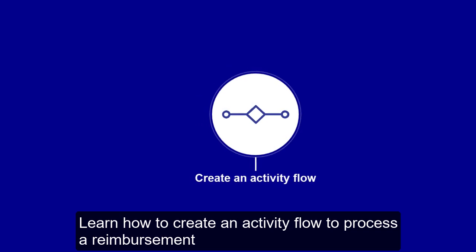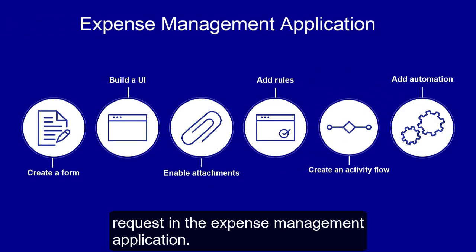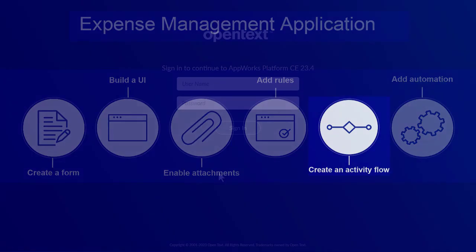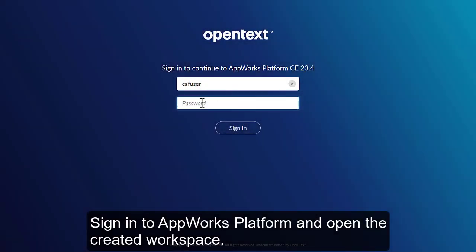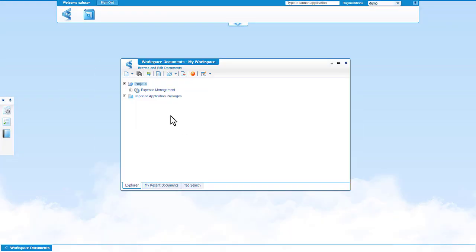Learn how to create an activity flow to process a reimbursement request in the expense management application. Sign into AppWorks Platform and open the created workspace.